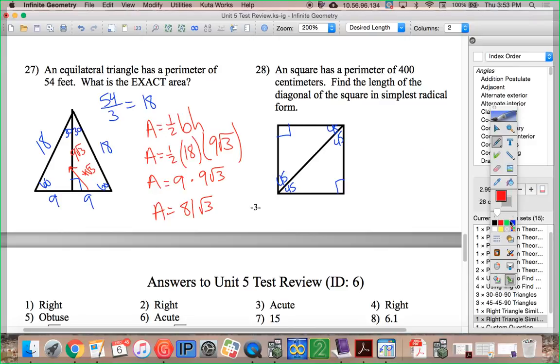So I did this first to get this, and just brought this down. And then on the next one I did 9 times 9 to get 81.